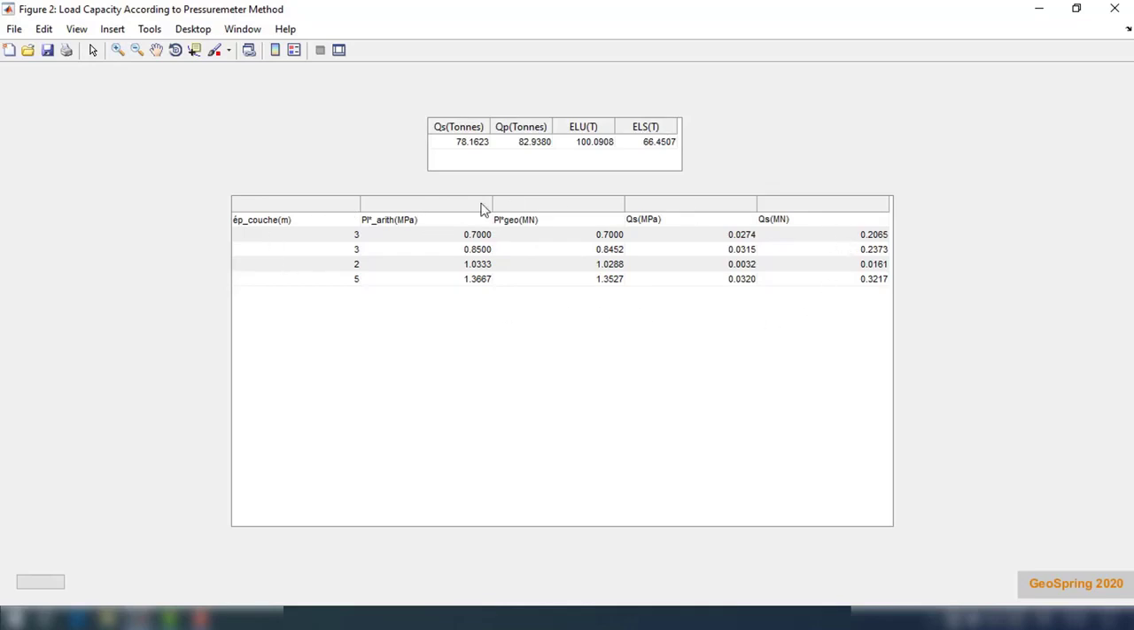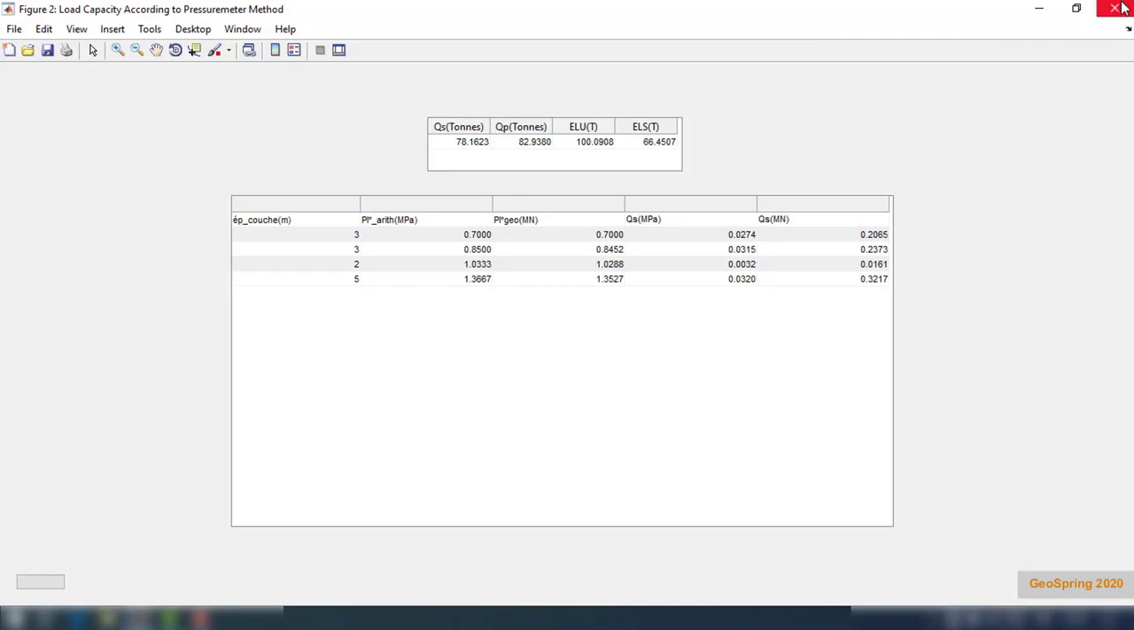Here you have more detailed data: the thickness of each layer, the arithmetical and geometrical mean of the limit pressure, and here you have the shaft term that each layer develops to compose the total shaft capacity.